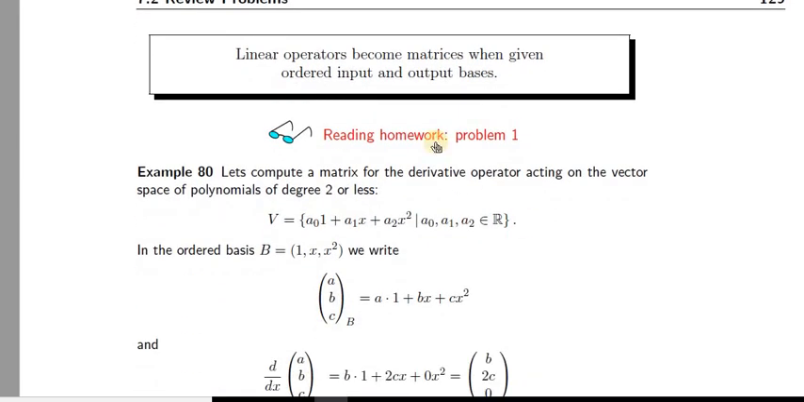All right, so to summarize the point: linear operators become matrices when given ordered input and output bases. The order in which you specify the basis does matter. Let's look at another example.